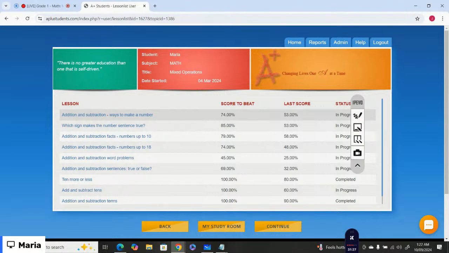The next one is addition and subtraction facts, numbers up to 10. Let's just start with the lesson.